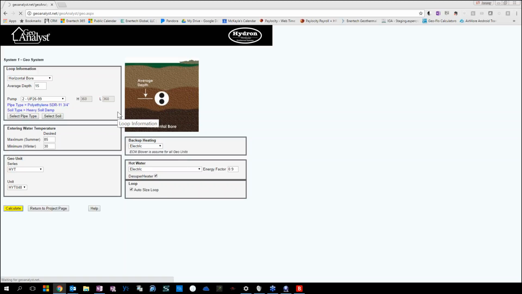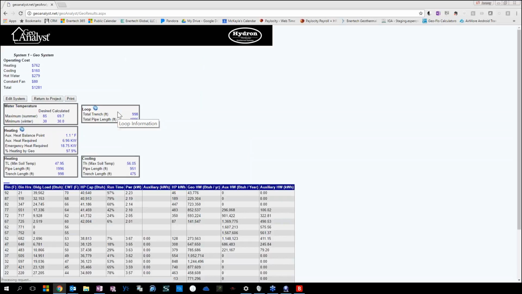So let's take a look. What does a 4-ton system do on a 70,000 BTU load? A 4-ton system would have a balance point of 1.1 degrees. So at 1.1 degrees outside, the geothermal system can no longer provide all of the heat that the space needs, and it would have to ask for its supplemental heat to turn on. It's not a bad thing.